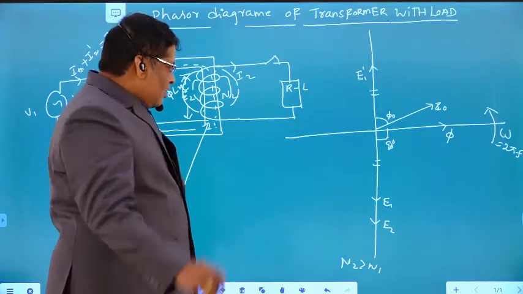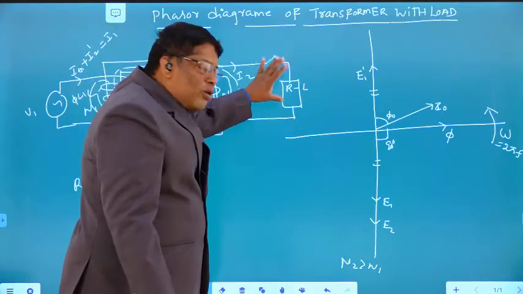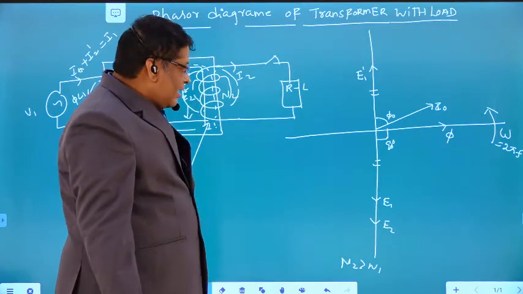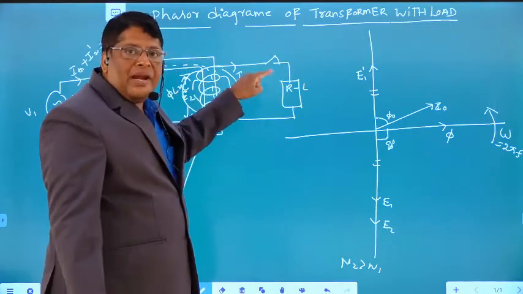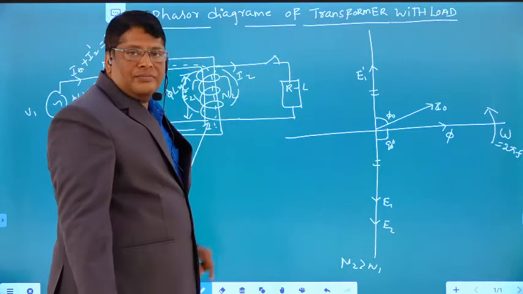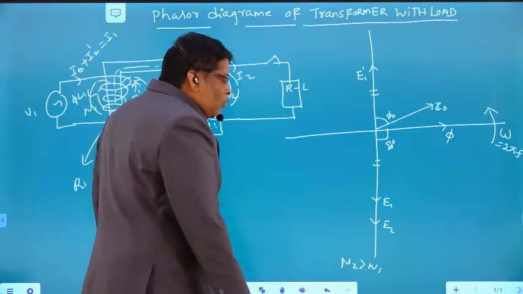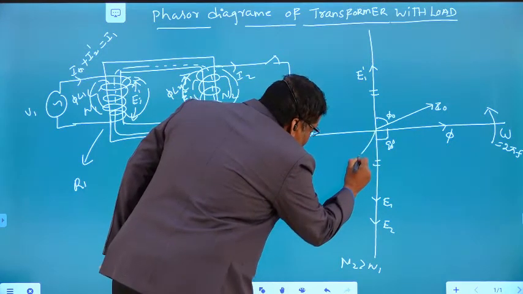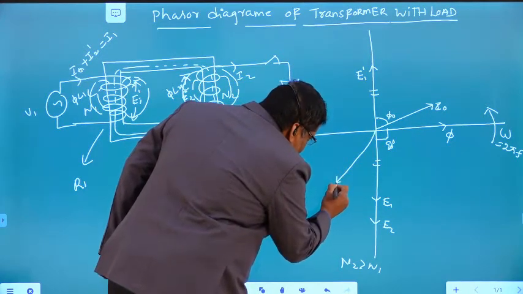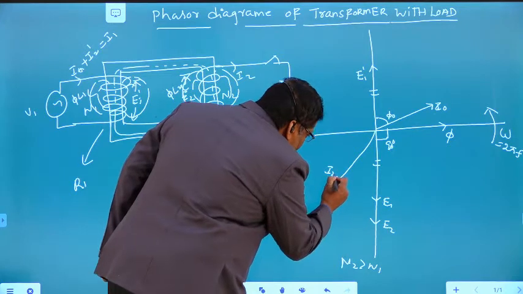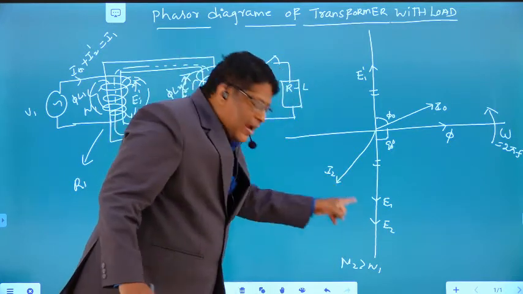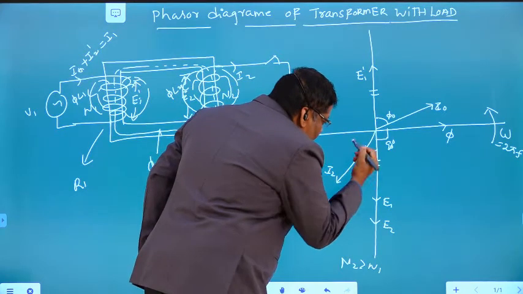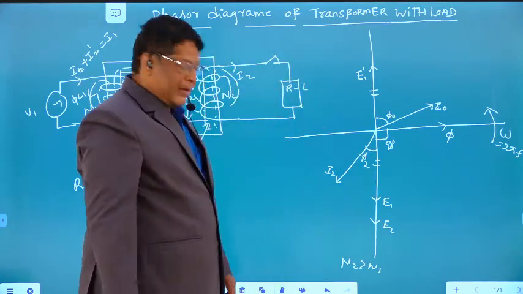Now, whenever we connect a load across the secondary winding, the I2 current is delivered by the secondary winding. See here, we applied the lagging load, so an inductive load, nothing but I2 lags. You take this as I2. I2 lags E2 by some angle. That angle you take as phi 2.